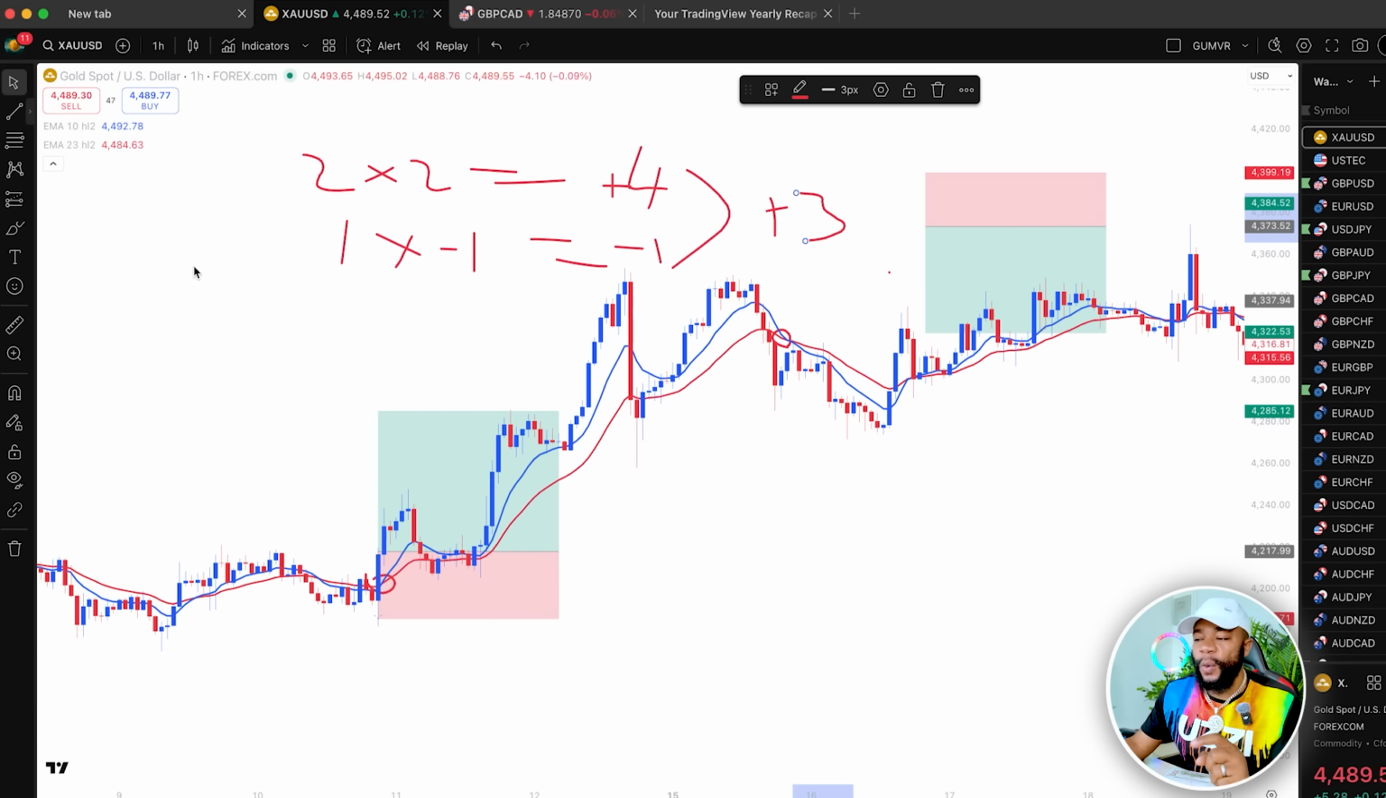You see, so that's why I say I'm just assuming you guys already understand the concept of risk and money management, which I explained earlier.